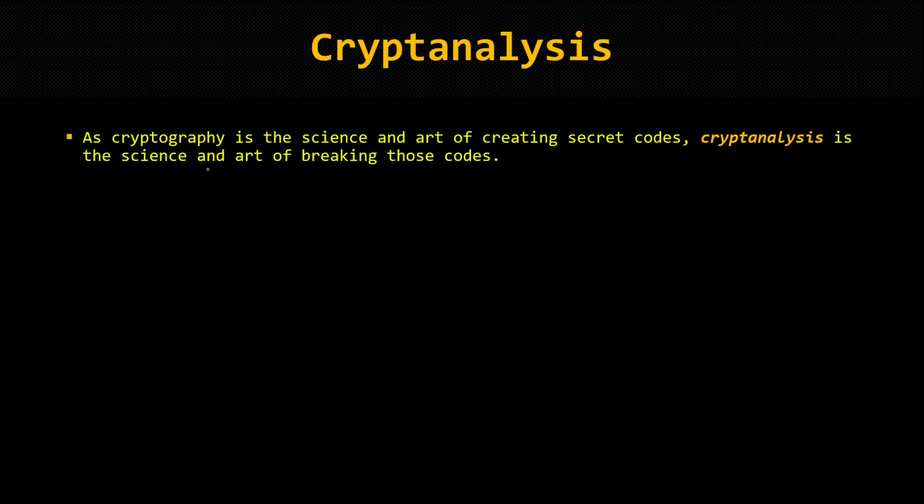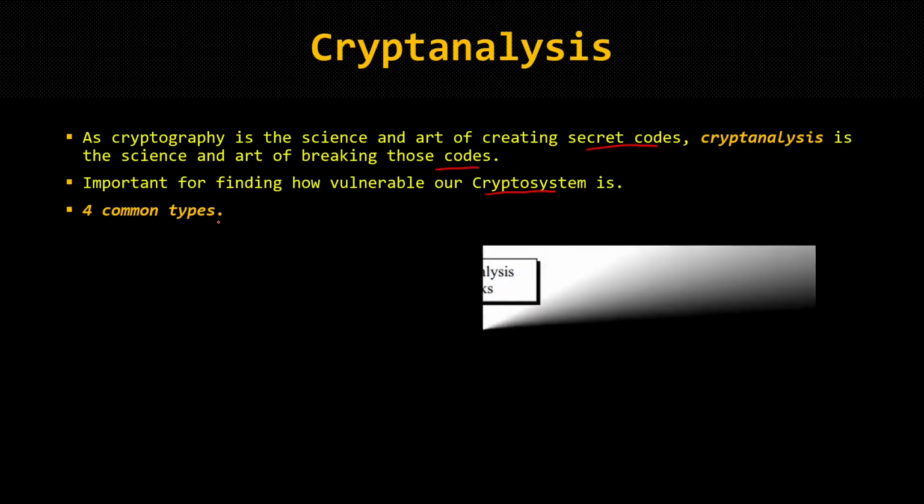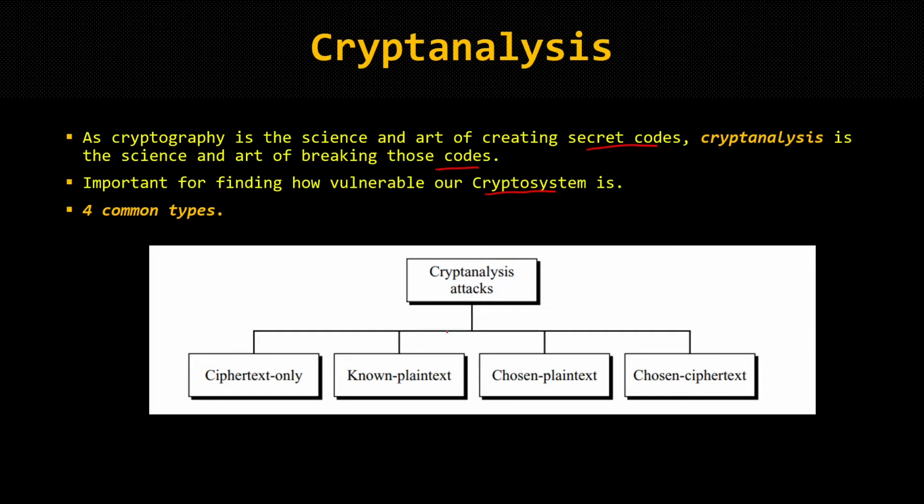As cryptography is the science and art of creating secret codes, cryptanalysis is the science and art of breaking those codes. So cryptanalysis is important for finding how vulnerable our crypto system is. There are 4 common types of cryptanalysis. They are the ciphertext only, the known plain text, the chosen plain text, and the chosen ciphertext. These are the cryptanalysis attacks that we'll be seeing.